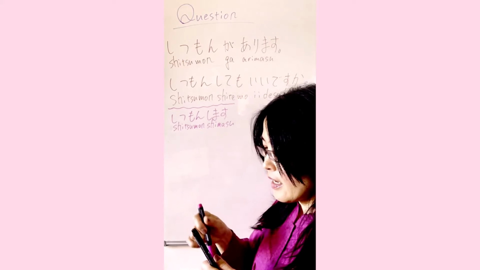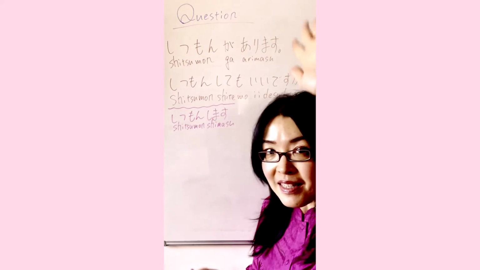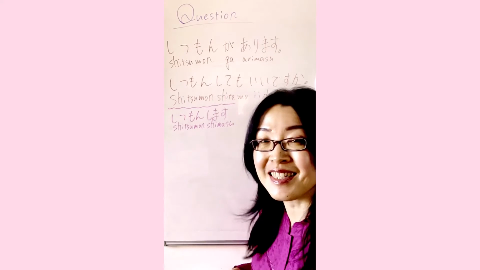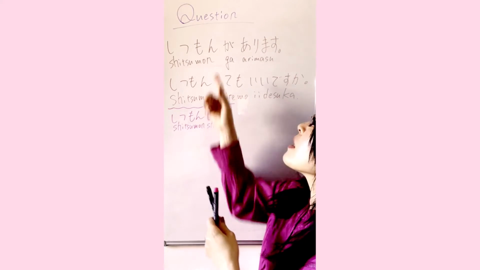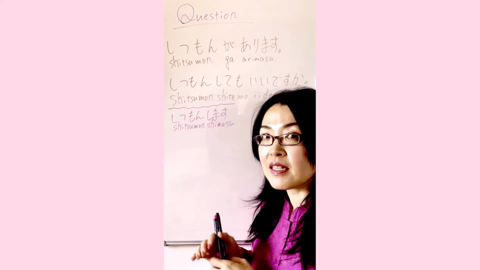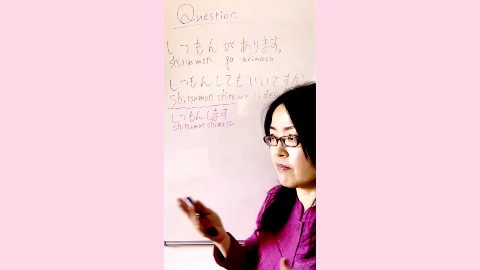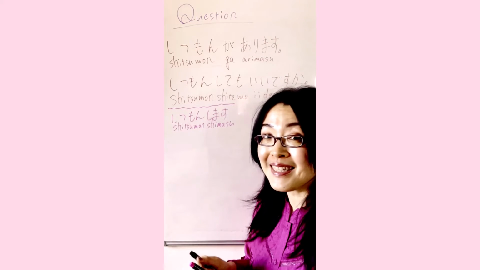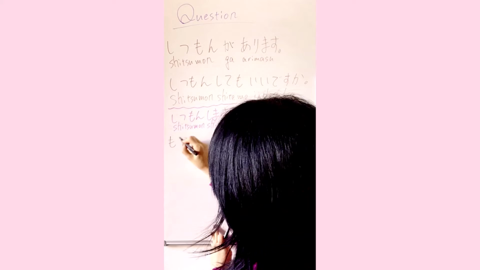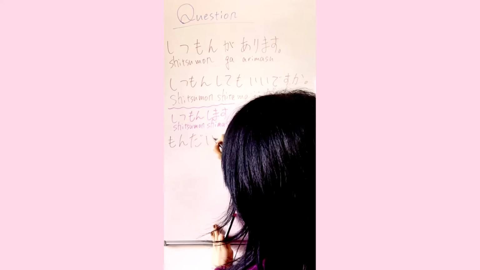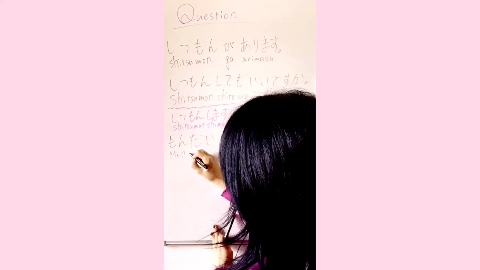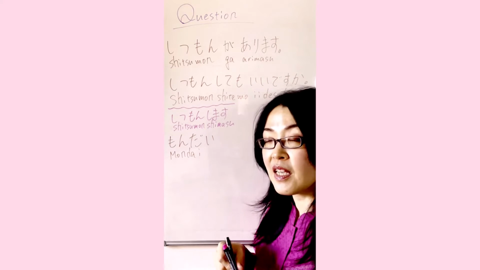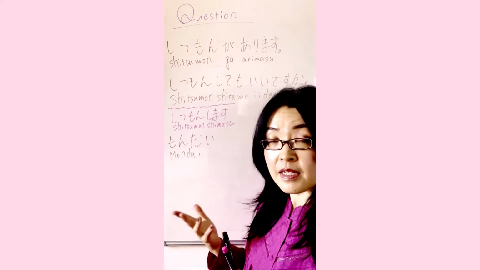Okay? So, 質問があります。I have a question. Or 質問してもいいですか？ May I ask questions? Okay? And then also the word question, you can use it as questions in an exam paper, for example. In that case, we use the word 問題。Yes, 問題 means questions on an exam paper.